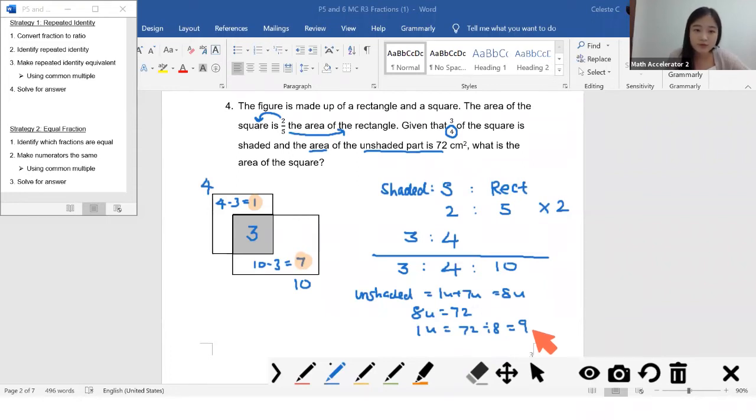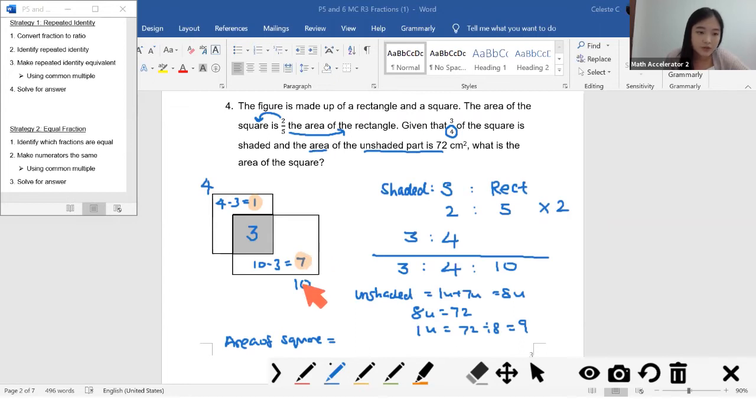So now what's the area of the square? Can you try and calculate? What's the area of the square? So many different answers. 36, 27. Okay, so some say 36, some say 27.